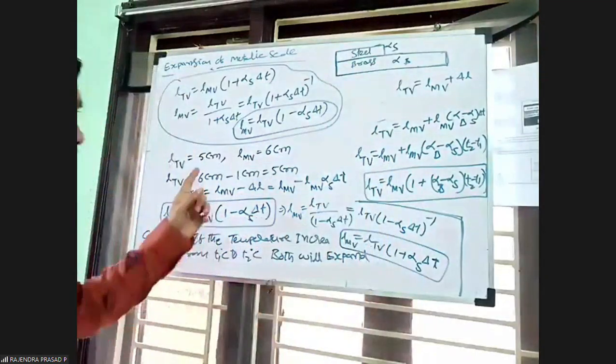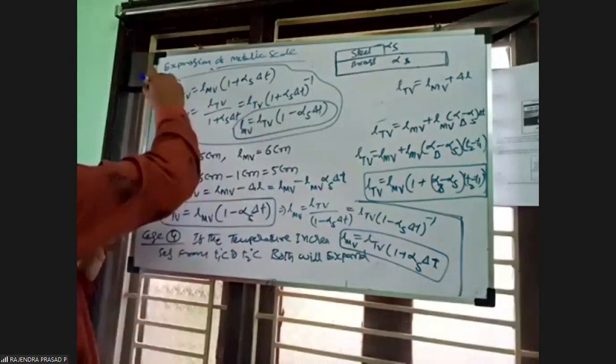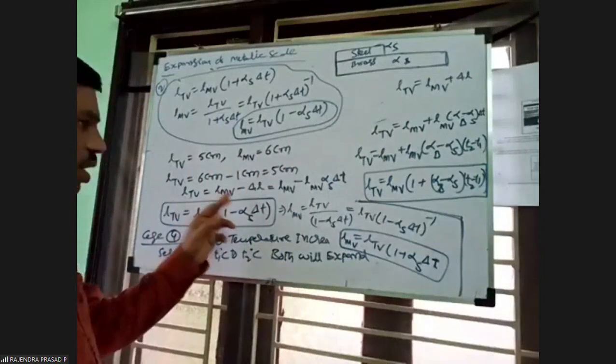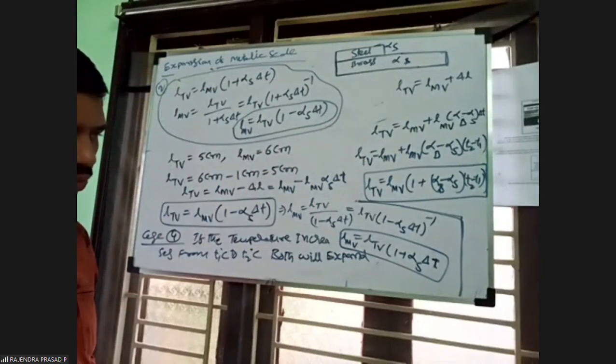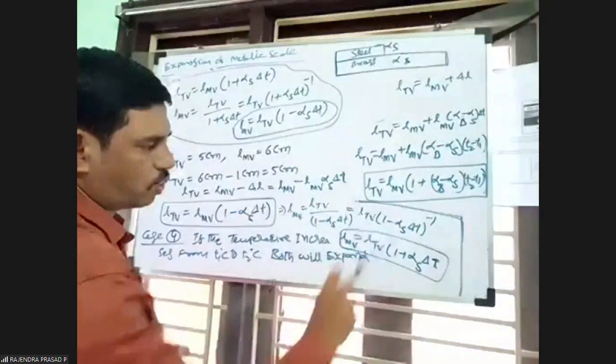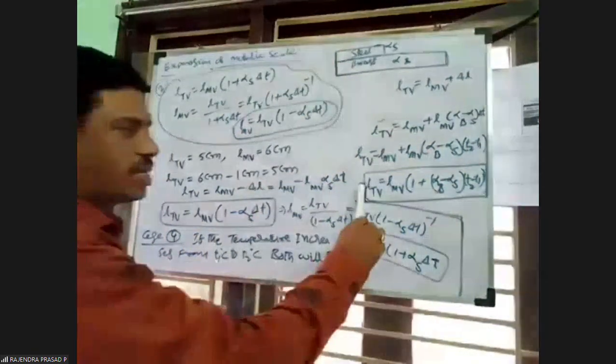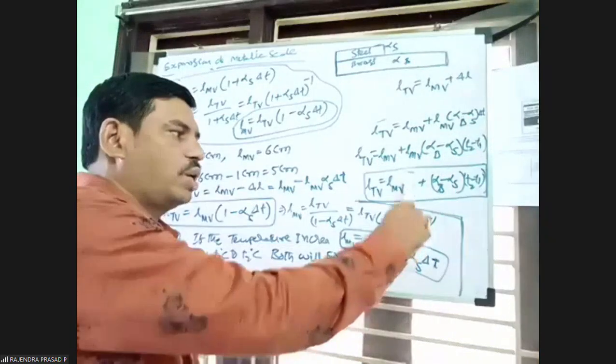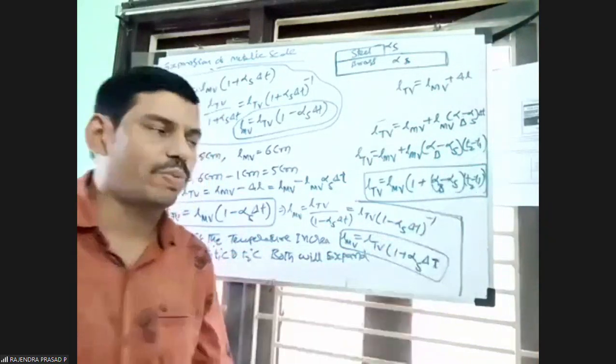Okay, this is the second case, not the first case. Second case, third case, L measured value equal to. Fourth case: L true value equal to L measured value into 1 plus alpha B minus alpha S into T2 minus T1.